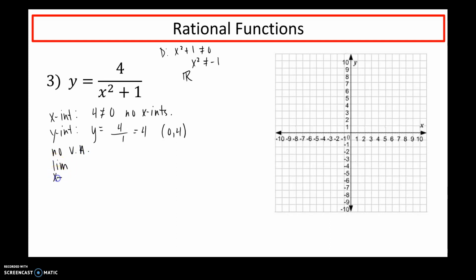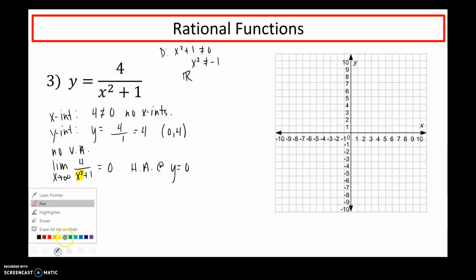Possible horizontal asymptotes, I'm going to take the limit as x approaches infinity. Okay, the only x is in the denominator. So that limit is 0, therefore I have a horizontal asymptote at y is equal to 0. Okay, y-intercept at 0, 4, no vertical asymptotes, but I have a horizontal asymptote on the x-axis again.